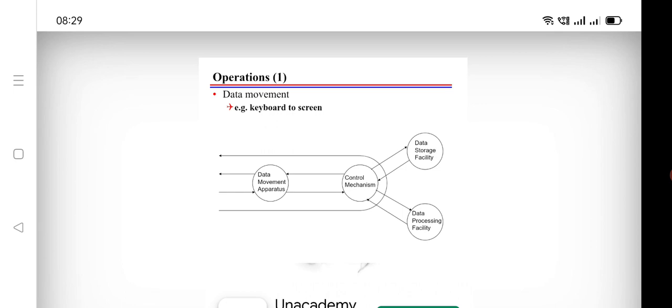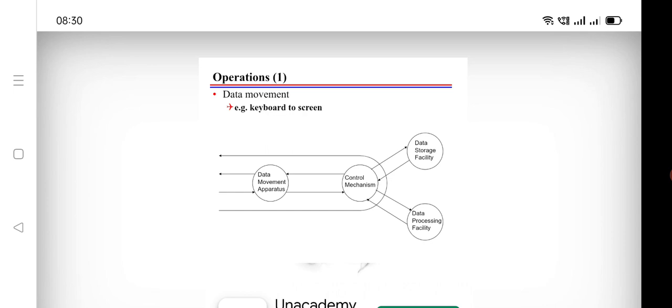Let us take some small basic operations. In our computers there are different operations. We will see how these functions act and how the data flows from one component to another. Let us take the first operation: a data movement operation from keyboard to screen. How will this happen?